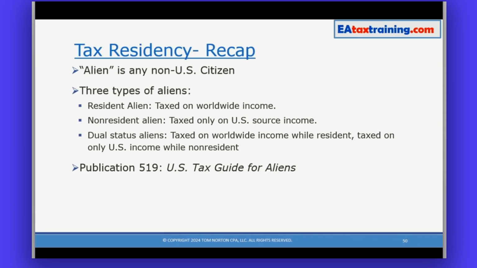So let's do a little recap. What's an alien? Any non-U.S. citizen. What are the three types of aliens? Resident aliens, non-resident aliens, dual status aliens. How are they taxed? Resident aliens on worldwide income, non-resident aliens only on U.S. source income, and dual status aliens, it's a mixture of the two. And if you want more information, go to publication 519.